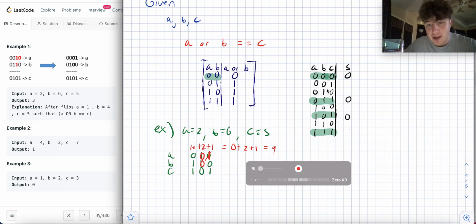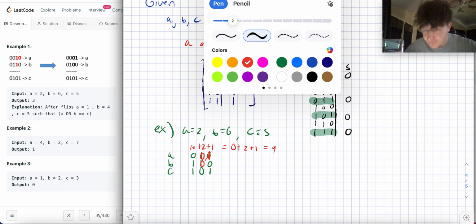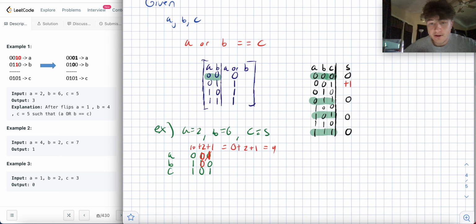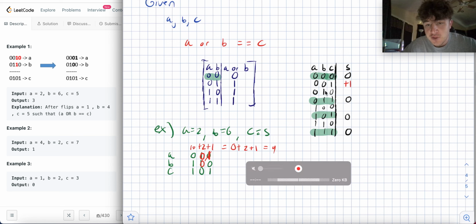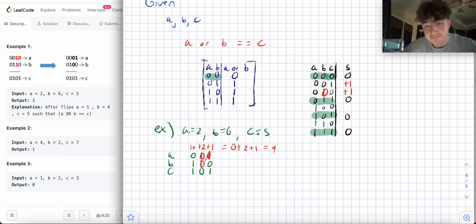So the only ones that are problematic are these ones, right? Because A and B are 0, but we want the OR to be 1, but the OR isn't 1. So what are we going to do? Well, we need to convert one of these into a 1. If it's 0, 1, well, this 1 needs to become a 0. One of these needs to become a 1.